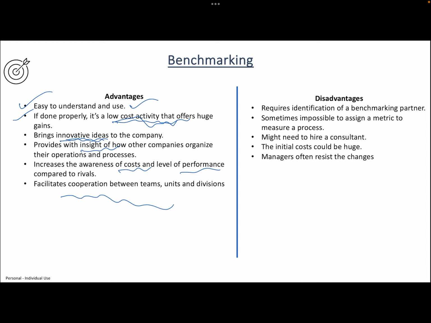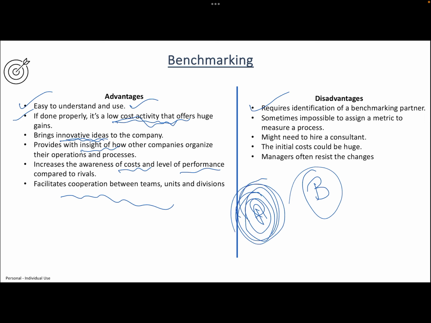What are the disadvantages? It is very difficult to identify with whom we are going to benchmark. Can company A try to benchmark with B? Because the ambition, practices, the leadership style, everything may be different here and different here. So identifying which is a better benchmarking partner is an important thing. And sometimes it is very difficult to compare, now what measure we have to take, because the scale, the foundation of these two are different, right?